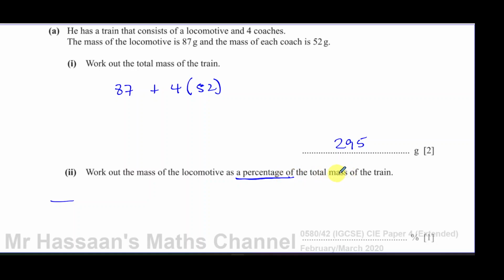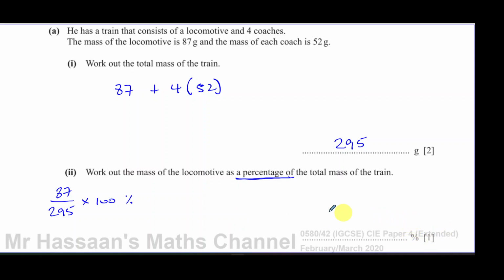So the total mass of the train, which we just worked out, is 295. And the mass of the locomotive is going to be the numerator, which is 87. So it's 87 over 295. You make a fraction from this, and then you turn it into a percentage by multiplying by 100, and your unit will be a percent. What you're doing is changing it into a fraction out of 100. So you multiply by 100, and that answer will be as a percent.